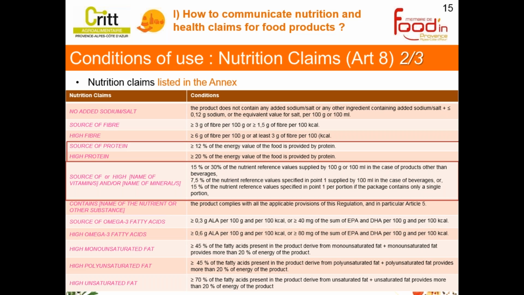A claim that a food is a source of or high in vitamins and/or minerals may only be made where the product contains at least a significant amount, defined in the annex to Regulation 1169/2011. This significant amount is 15 or 30% of the nutrient reference values specified in Regulation 1169/2011, supplied by 100 milliliters or per portion. But in the case of beverages, it will be 7.5% of the nutrient reference values supplied by 100 milliliters.